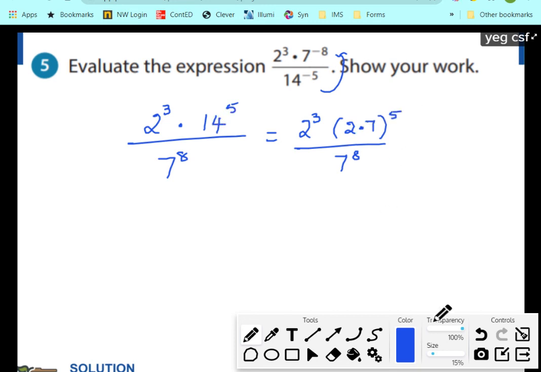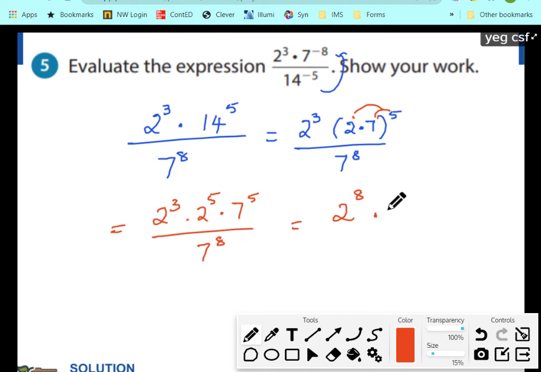But now, since I have an exponent, I can distribute it. So I can distribute this to this. It's 1. There's no number, means this 1 is there. So I'll rewrite this one more time. Here, 2 to the 3. And then I distribute this, it's going to be a 2 to the 5, because 1 times 5 is 5. And then 7 to the 5 over 7 to the 8. Now I can see same base, so I can add these two. That's going to be 2 to the 3 plus 5, which is 8. And then 7 to the 5 over 7 to the 8.